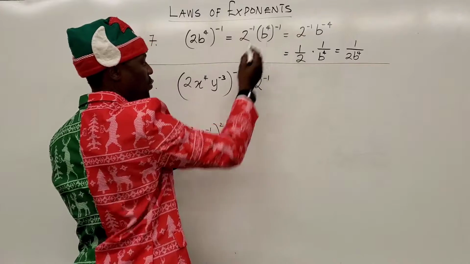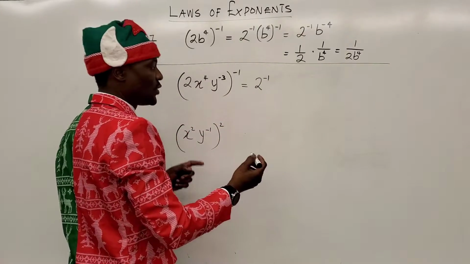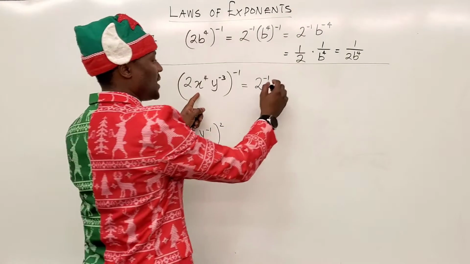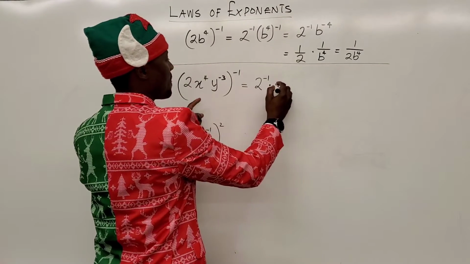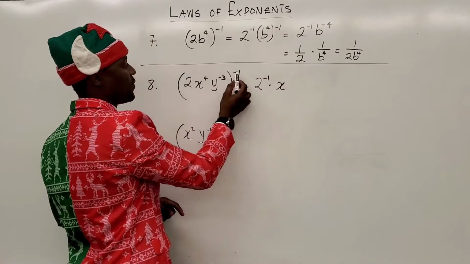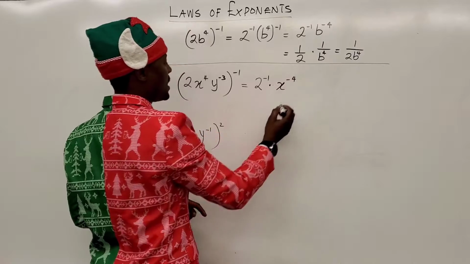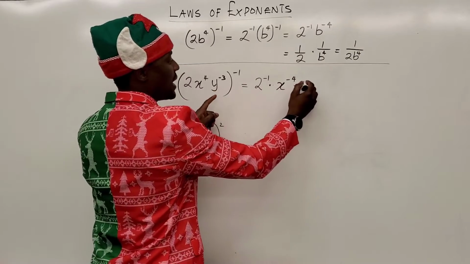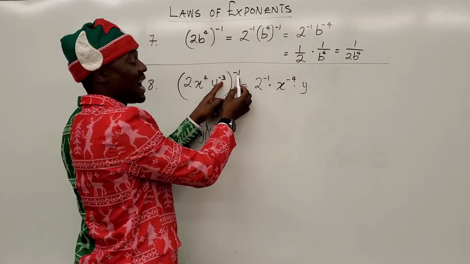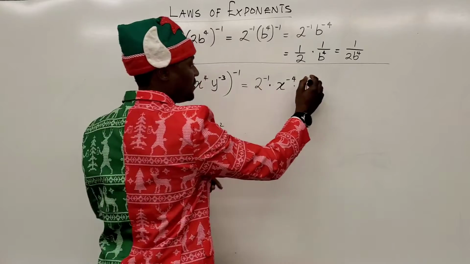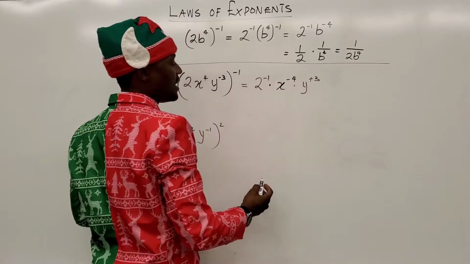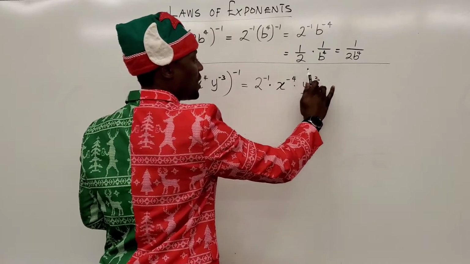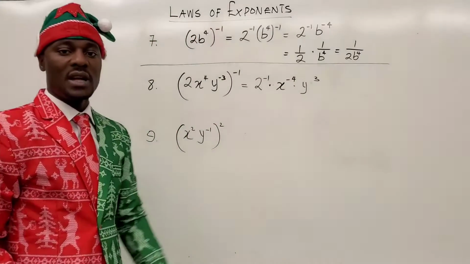Remember the rule, the same rule we applied here. Or let's just do it straight so we can save time. So that's going to be multiplied by x to the power of 4 times negative 1 is negative 4. And then you go to this y. The exponent negative 3 times negative 1 is positive 3. Okay, well, you should be done with your work if the question says you can leave your answer like this.